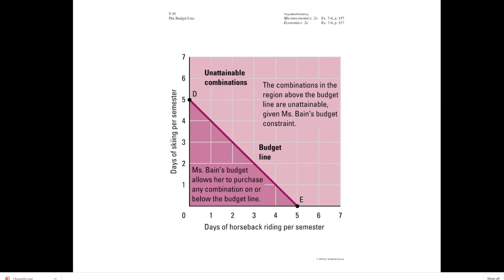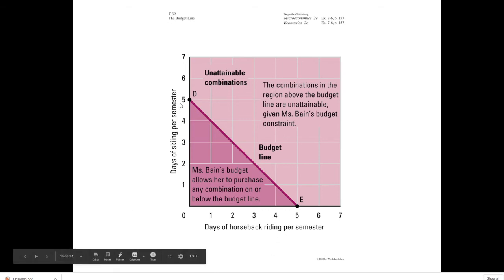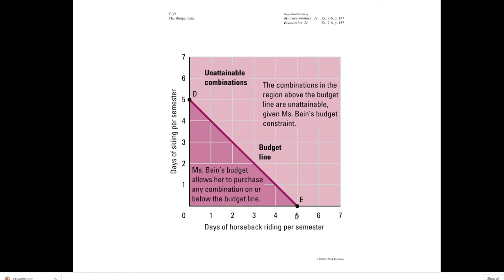First thing we need to look at is a budget line, and we had looked at this in an earlier video where we did DVDs and books, I believe, or maybe it was pizza and brownies again. It seems to be the common theme. All right? So inside this area here, below to the left of the budget line, we're not expending all our money. Outside to the right of the budget line, we're spending more than we have.